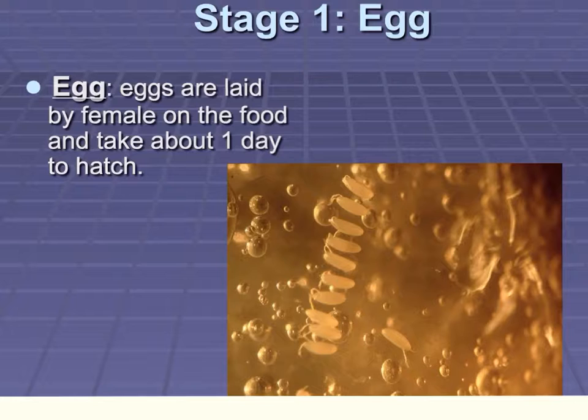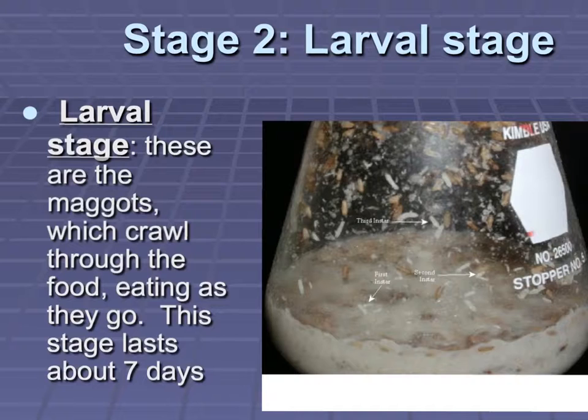The Drosophila egg is about 0.5 millimeter long, and it takes about 1 day after fertilization for the embryo to develop and hatch into a worm-like larva. The larval stage consists of the maggots, which crawl through the food, eating as they go. Now, this stage lasts about 7 days, and during this time, the larvae eat and grow, continuously molting. They'll molt 1 day, then 2 days, and then 4 days after hatching.